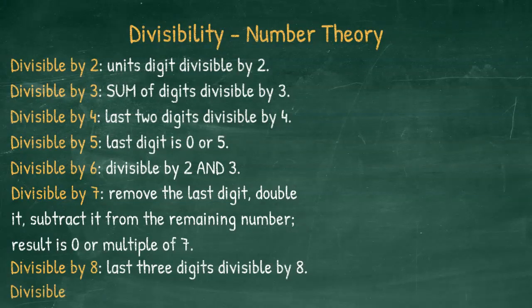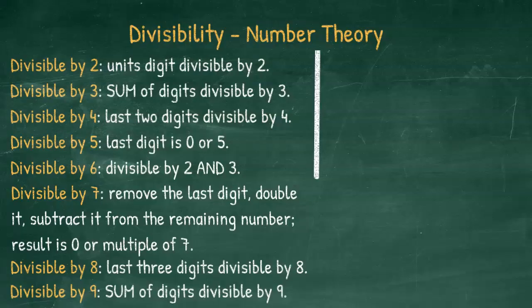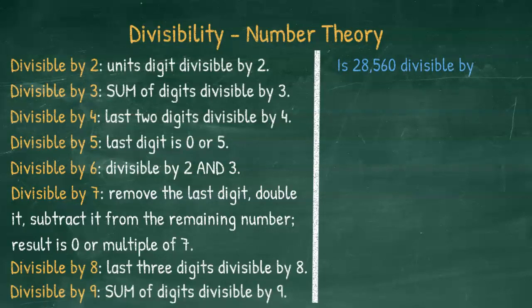Divisible by 8, similar to 2 and 4, now you're looking at the last 3 digits. If 8 goes into the last 3 digits, then the whole number is divisible by 8. And divisible by 9 is similar to 3. You sum up all the digits and check if 9 goes into that.